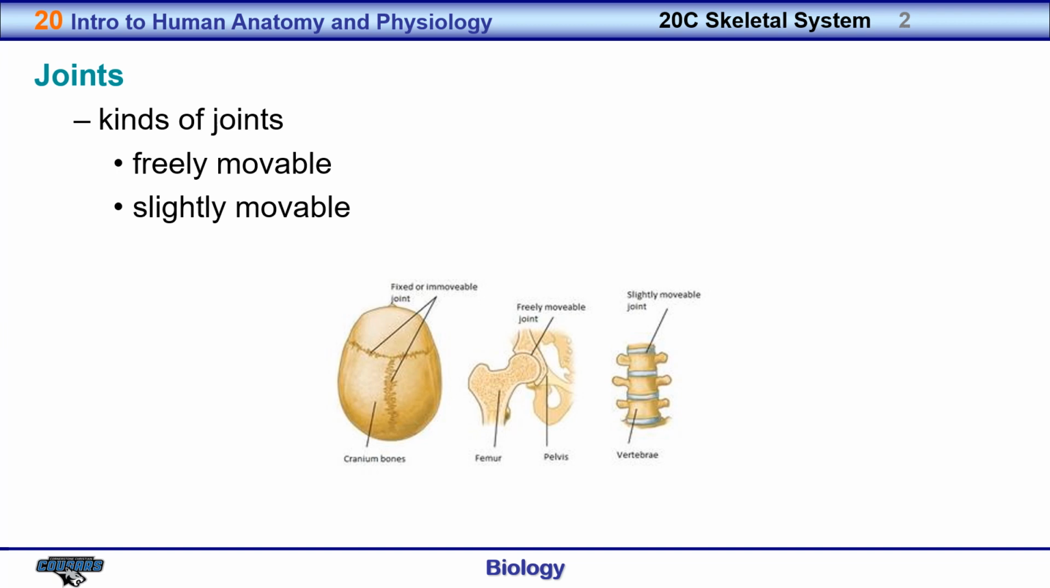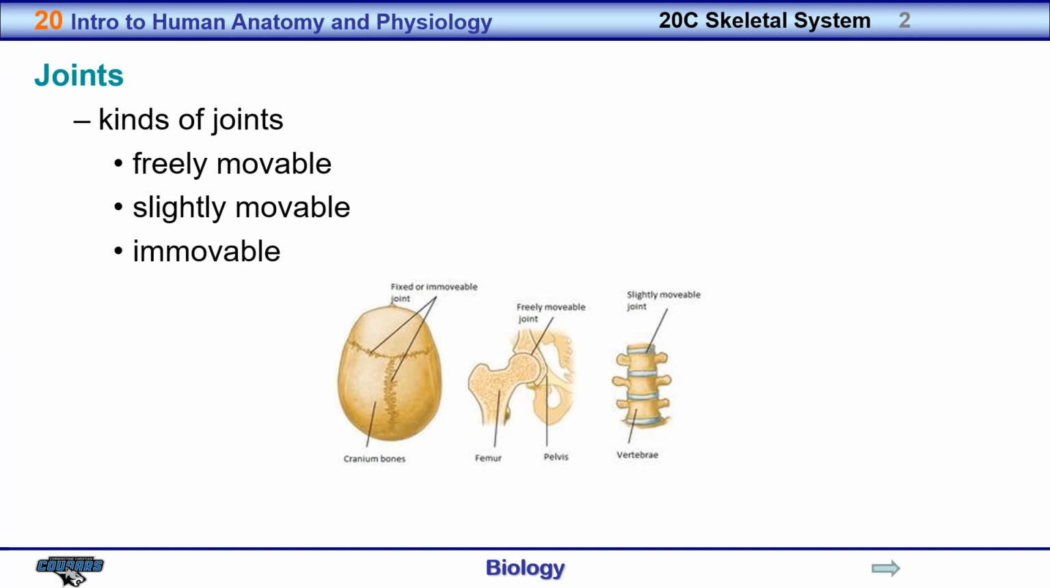In a slightly movable joint, there's usually a pad of cartilage between the bone ends that permits a little bit of movement. An example is shown there, where your hip fits inside of the hip joint in the pelvis, and there is limited movement there. It's sufficient for us to be able to move freely, but you can't move your leg in every possible direction.